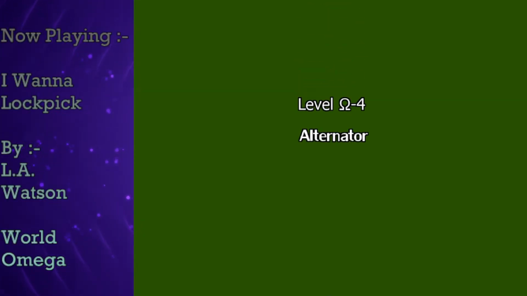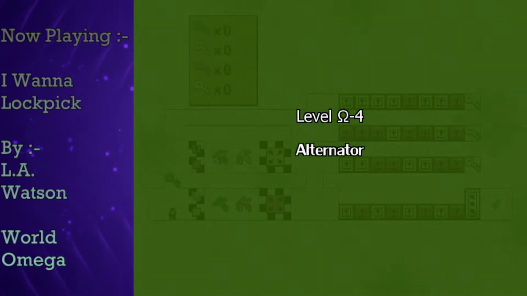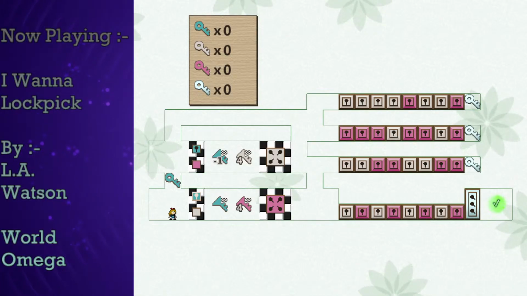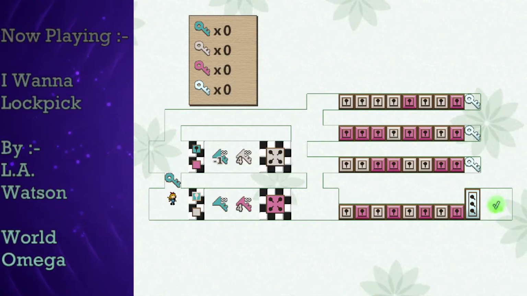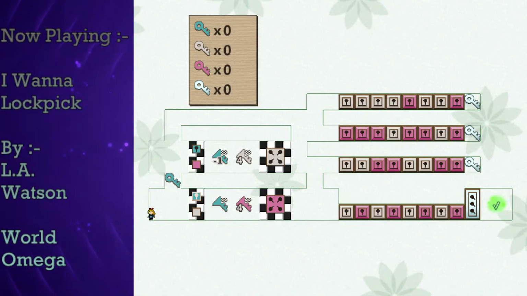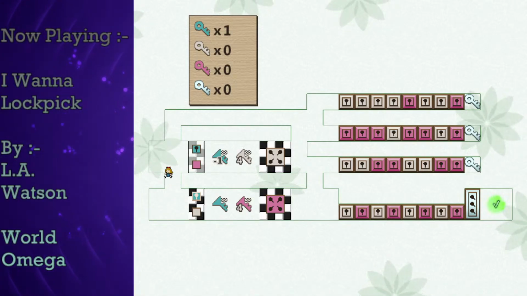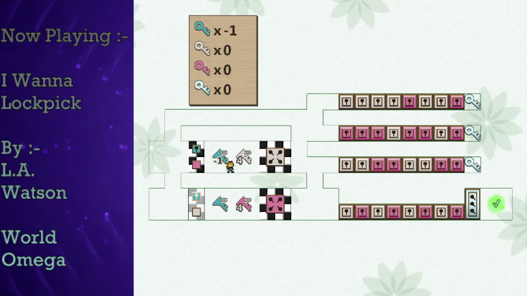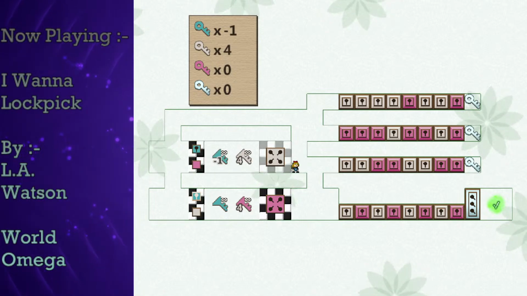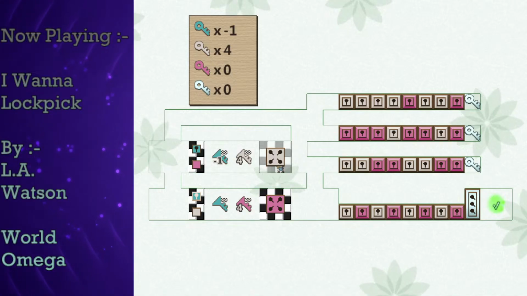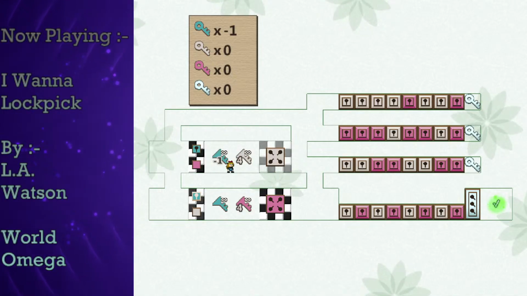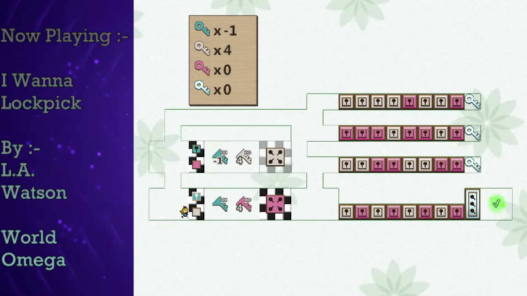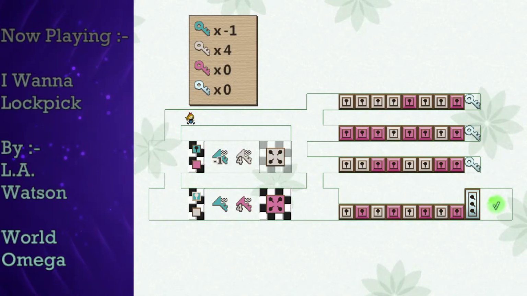Let's start with this. Alternator. Let's go. Okay, so it shouldn't be too bad. It shouldn't be too bad. We have to take this. Okay. So infinite of these. We get this. This opens. Okay. Yeah, these are exact. So. Huh.